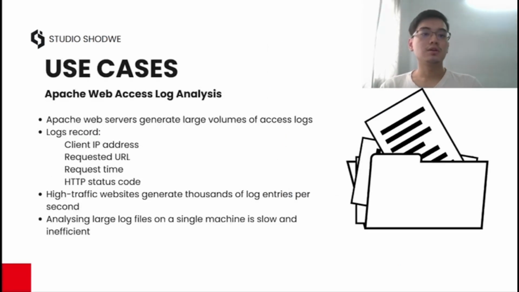For this slide, I'll be talking about the use case. The use case we're going to use is Apache Web Access Log Analysis. Apache Web Servers are widely used to host websites, web applications, and APIs, and they generate an access log entry for every HTTP request received. Each log entry records important information such as the client IP address, the time of request, the requested URL, and the HTTP status code. In a high-traffic system, an Apache server can generate thousands of log entries every second. Over time, this log file becomes very large.